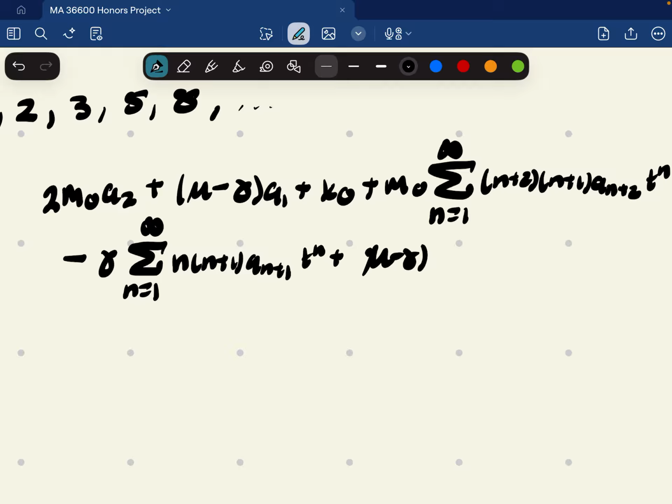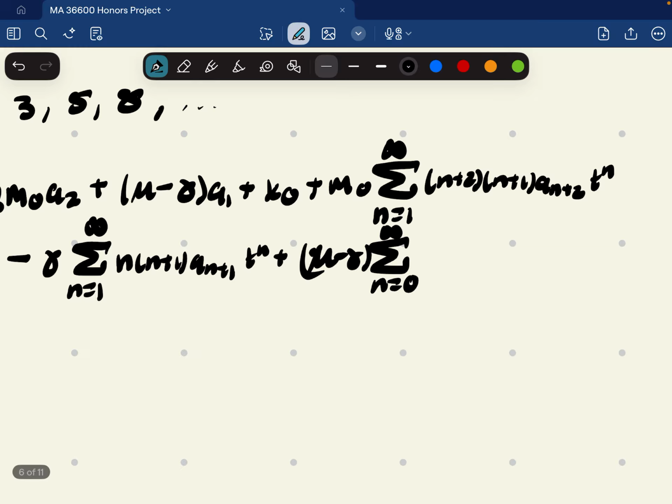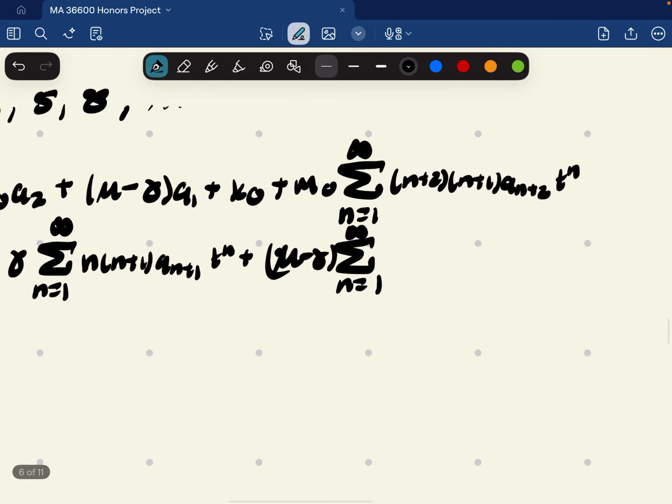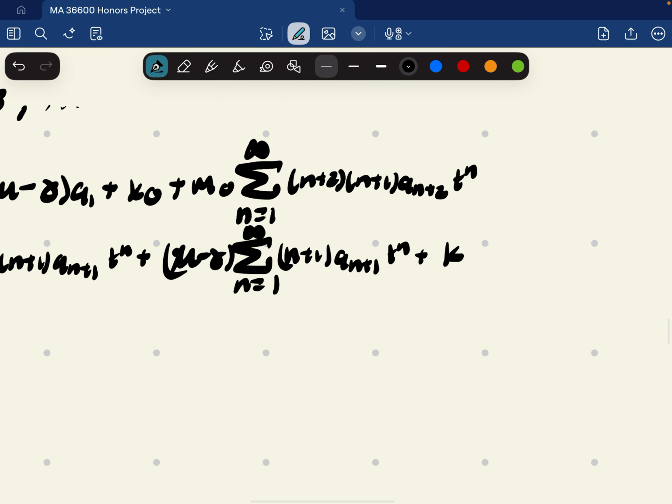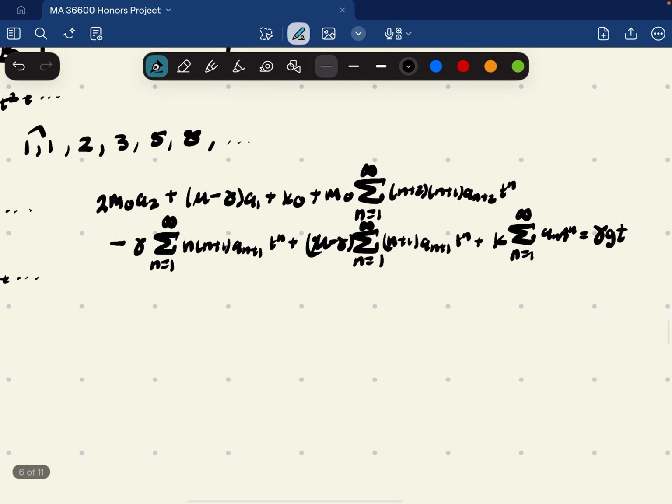Mu minus gamma, sum from n equals 0 to infinity of (n plus 1) a_(n plus 1) t to the n, plus, almost there, plus k, sum from n equals 1 of n a_n t to the n, equals g gamma t. Okay. Oh, that was a lot.